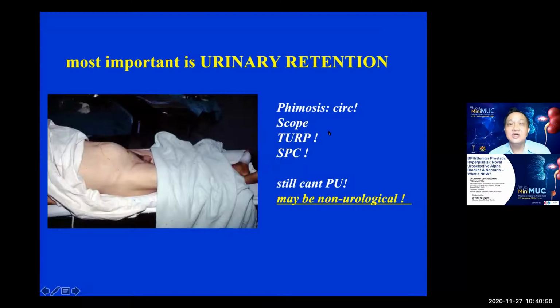And so his retention is nothing to do with urology. What he has, you can see here, is diabetic neuropathy. Diabetic neuropathy. So we must never treat a patient in isolation.